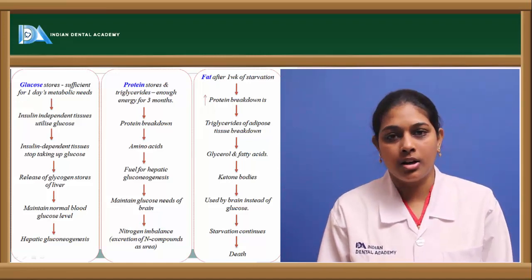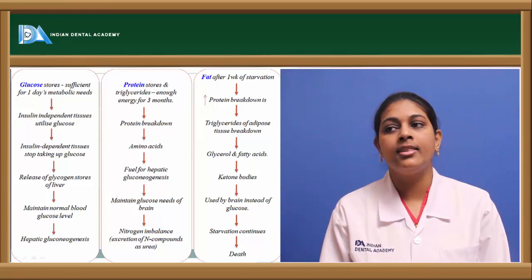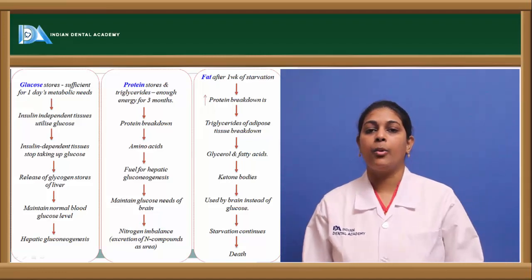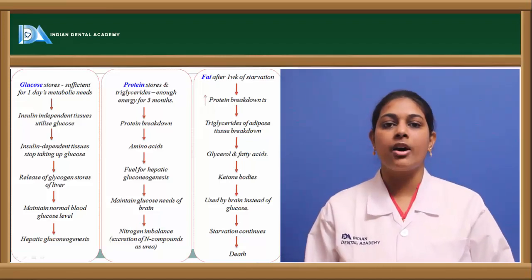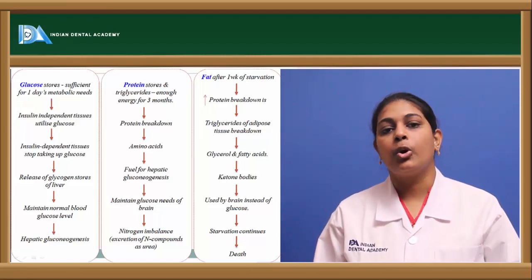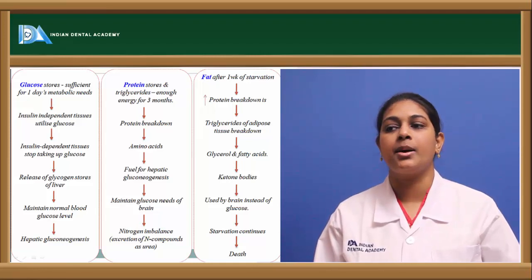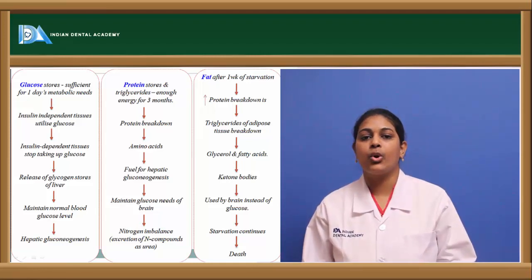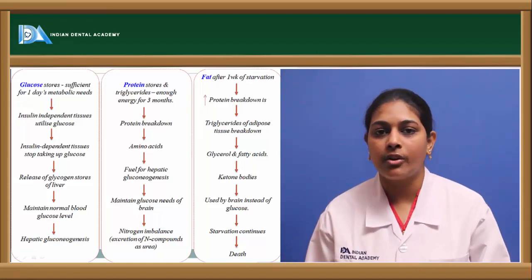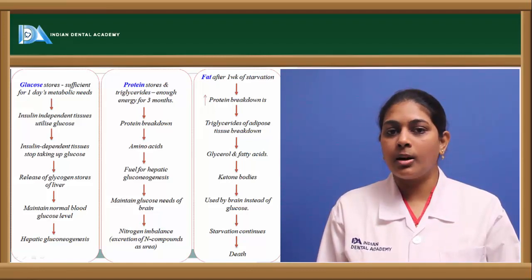Suppose a patient has not had sufficient energy for up to 3 months, then these protein stores and triglycerides start working up in the body and start compensating for the period of insufficient nutrient intake, where these proteins from the stores are being broken down, as proteins are made up of amino acids. These amino acids are released and act as a fuel for hepatic gluconeogenesis for the synthesis of glucose, and thereby there is maintenance of glucose needs for the brain, since the brain also requires glucose.